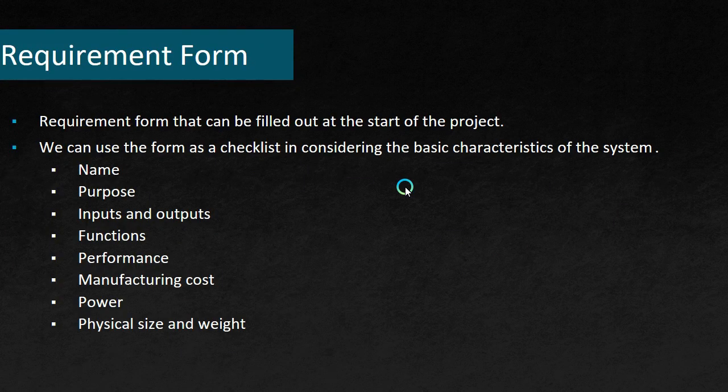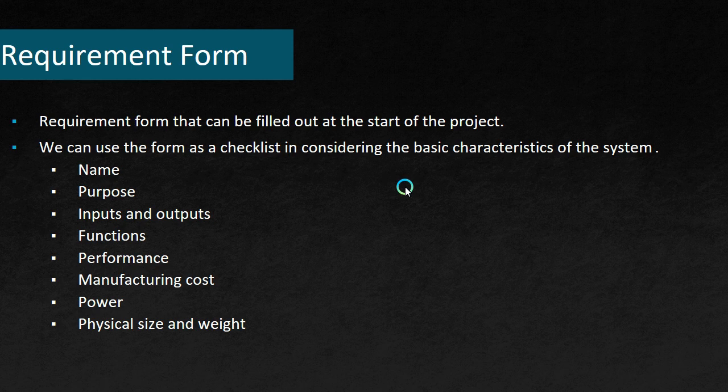Requirement form. This is a form that can be filled out at the start of the project. We can use the form as a checklist in considering the basic characteristics of the system. It contains name, purpose, inputs and outputs, functions, performance, manufacturing cost, power, physical size and weight. Name: this is simple but helpful. It can crystallize the purpose of the machine.